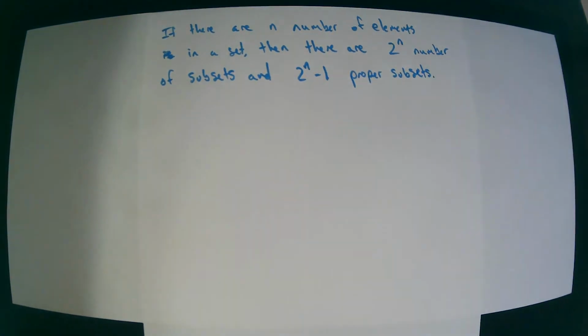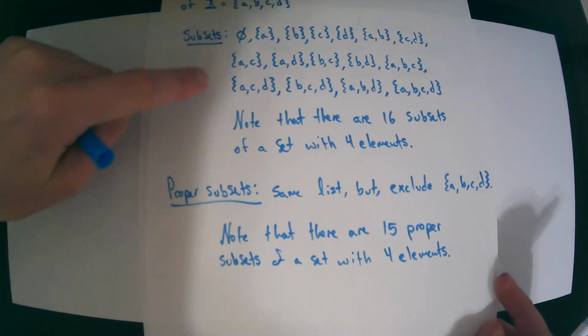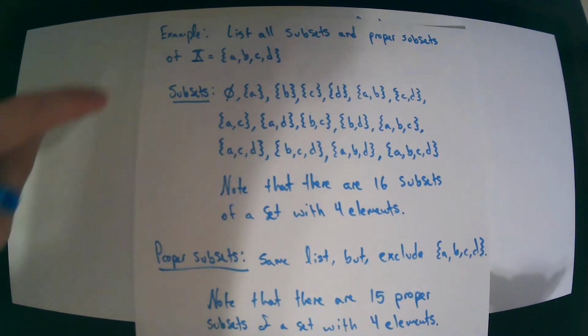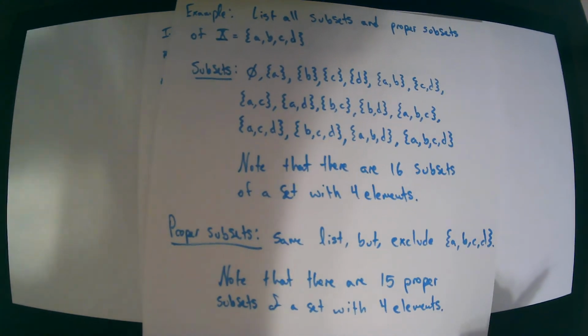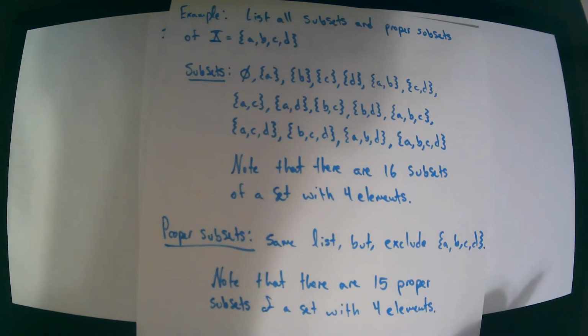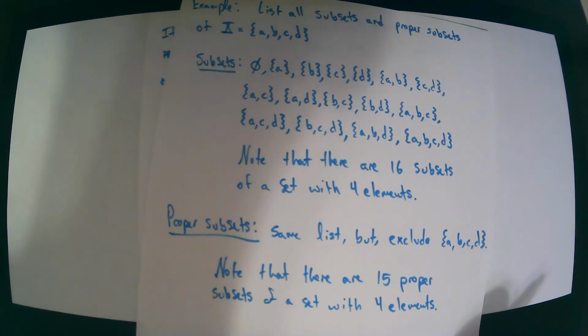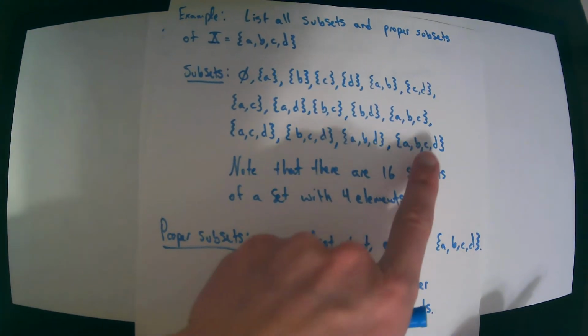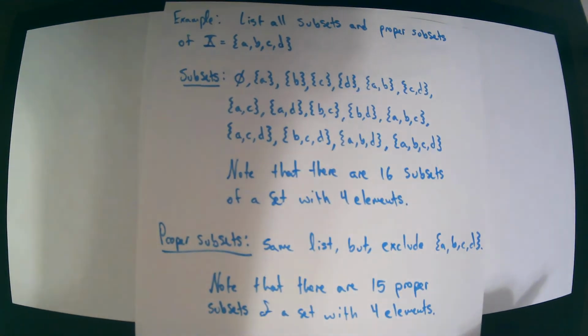Let me just say something to make sure this is clear. The empty set is a subset and a proper subset of this set. Earlier I said the empty set cannot be a proper subset of itself, but it is a proper subset of every other set in the world. So the empty set is in both of these. The one that's not is this last one, the whole set itself.